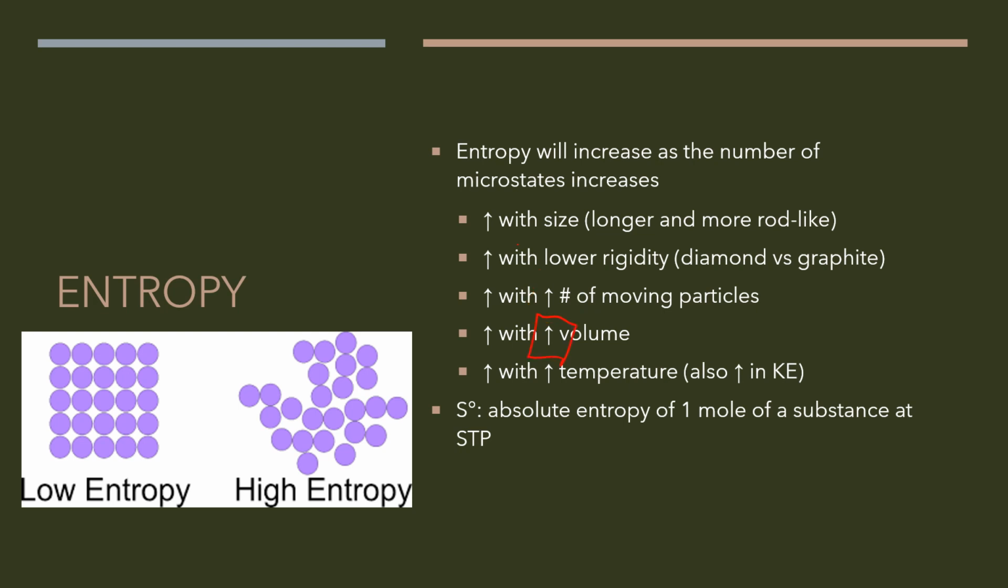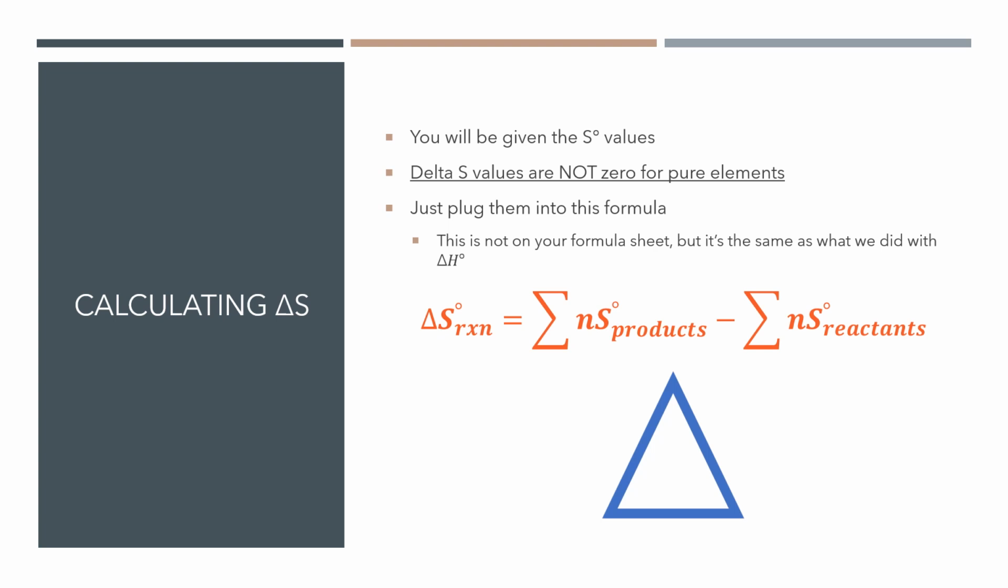Greater volume, you have greater entropy because you have more space for the molecules to move around. And greater temperature is also going to increase entropy because your kinetic energy is higher. You're going to have stuff moving around a lot more. The S naught is your absolute entropy of 1 mole of a substance at standard temperature and pressure, so at 273.15 K and 1 atm. Calculating the change in S naught kind of sounds like snot.